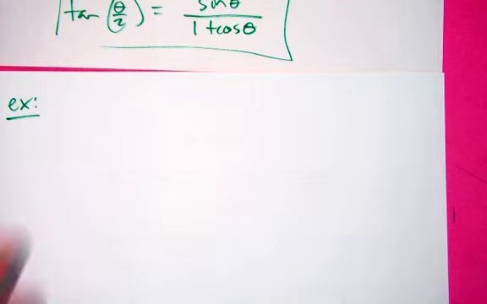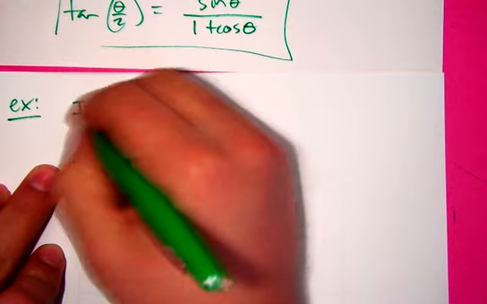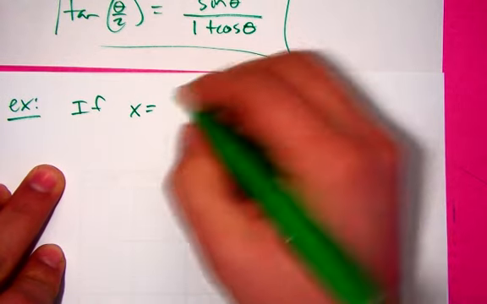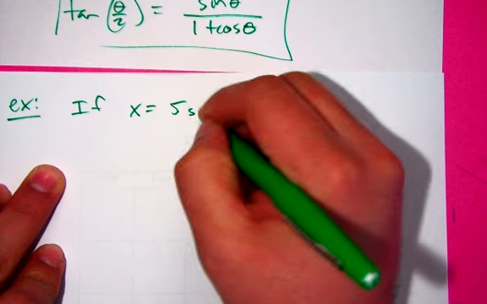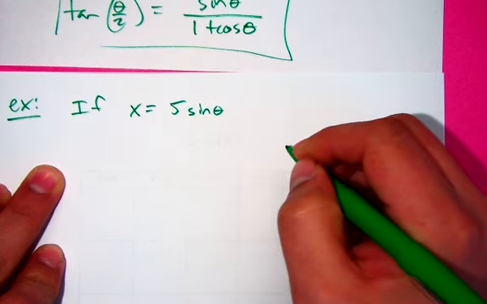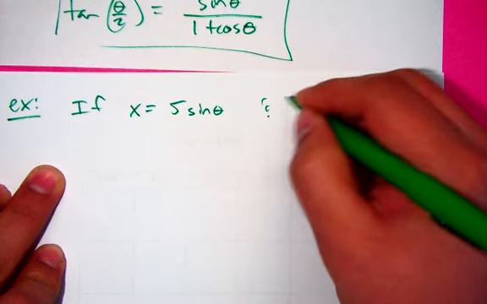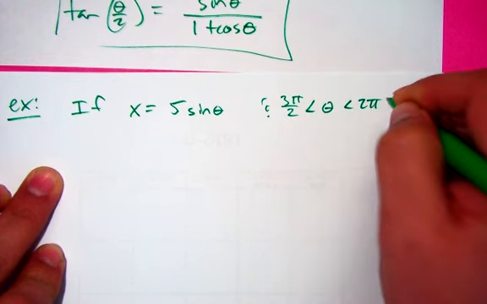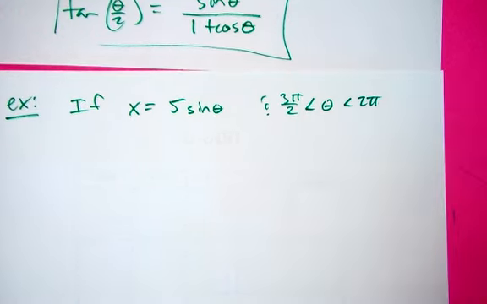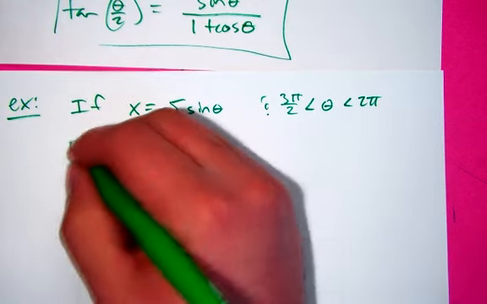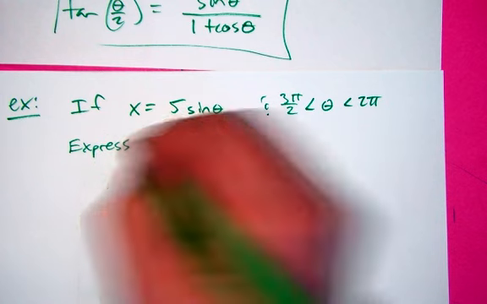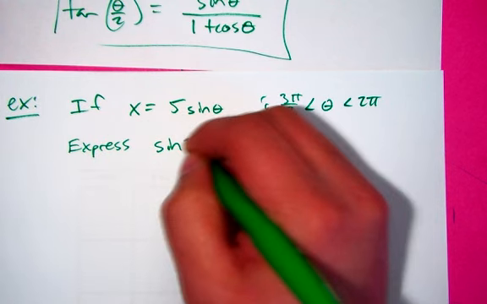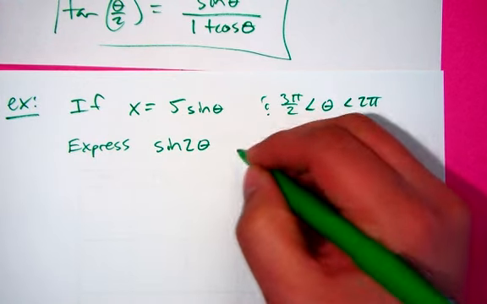Okay, first example. If x equals 5 sine theta, and we know that 3 pi over 2 is less than theta, which is less than 2 pi, express sine of 2 theta in terms of x.